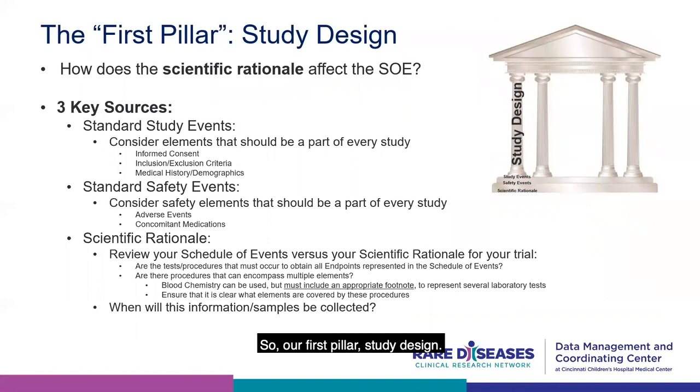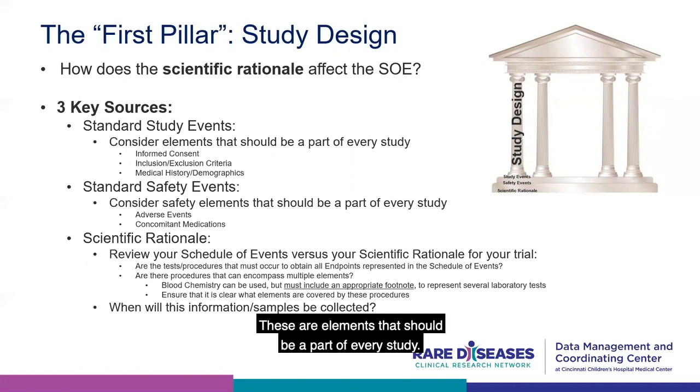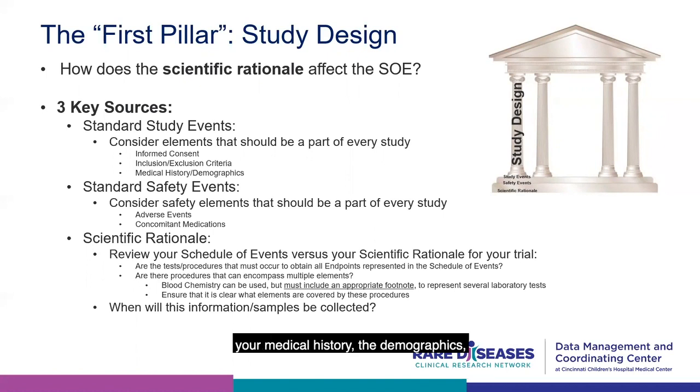So our first pillar, study design. How does the scientific rationale of your potential study affect the schedule of events? You really need to look at what we consider 3 key sources of inputs regarding scientific rationale when you're creating your schedule of events. The first is your standard study events. These are elements that should be a part of every study. You have informed consent, inclusion-exclusion criteria, your medical history, the demographics, data that you're going to want to collect, or procedures that have to occur in order to run a human subject research protocol.